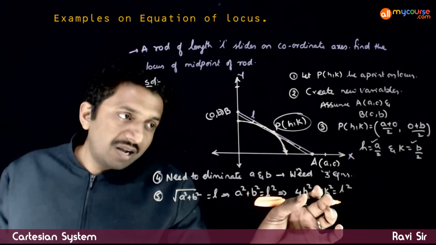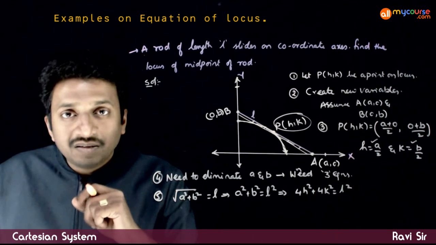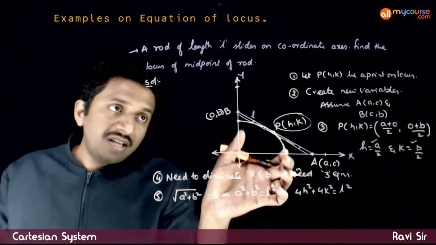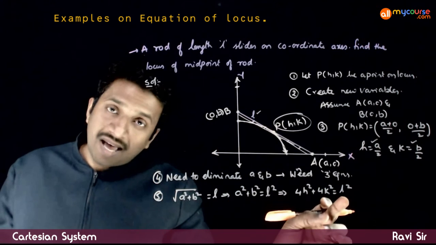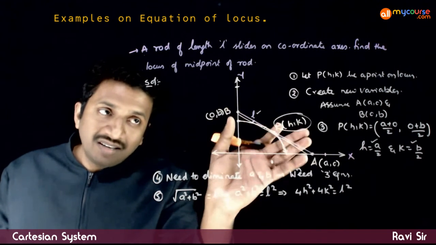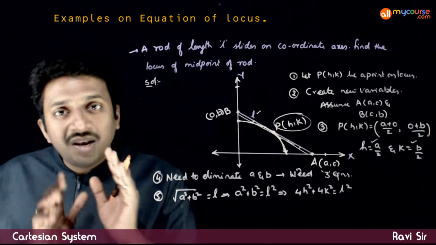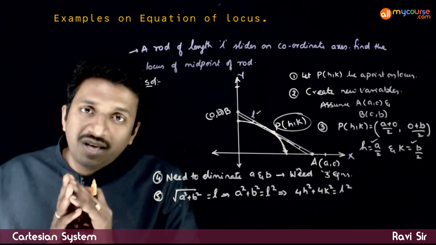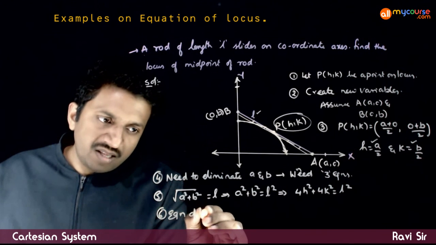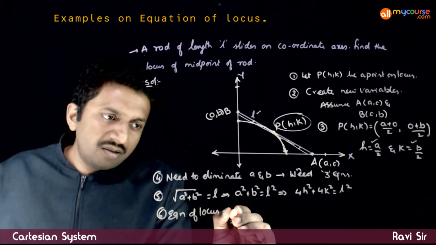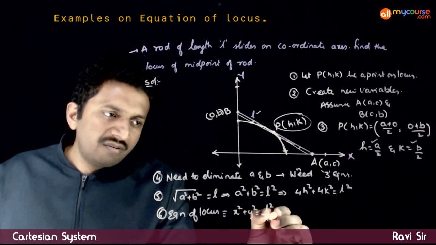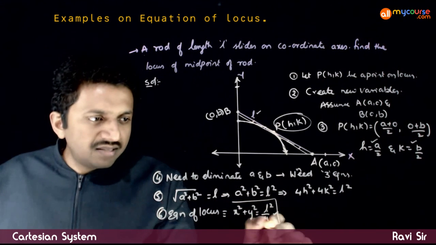Now you got an equation completely in terms of h and k. So remember the difference between variables and constants. Here L is a constant, so you can have L in the equation. But a and b are variables. As this rod is sliding, a and b are changing. So you have to eliminate the variables. Constants need not be eliminated. So the equation of locus is nothing but x square plus y square is equal to L square by 4. So this will be the answer to this question.